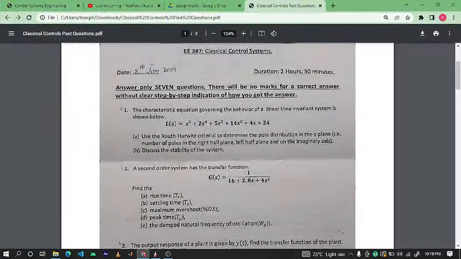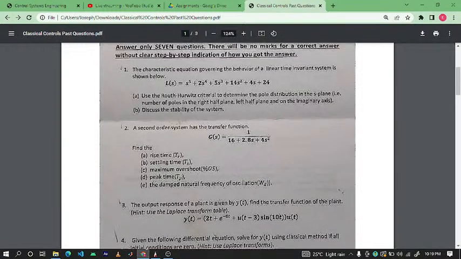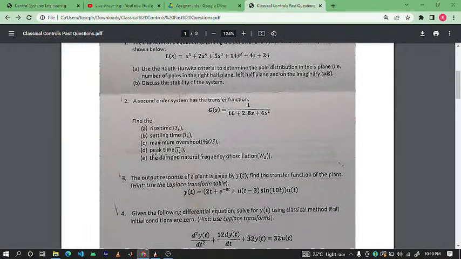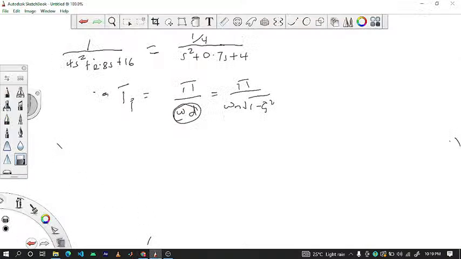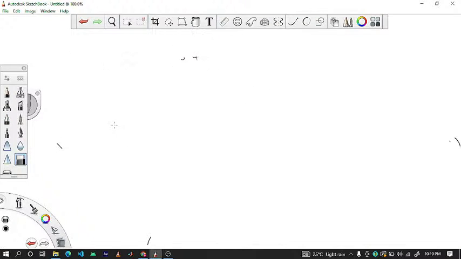So yes. Next question. The output response of a plant is given by y of t. Find the transfer function of the plant. Okay, so your y of t. Please, this one is a little troublesome, so I will take my time.